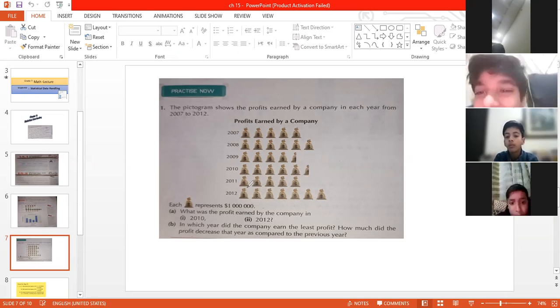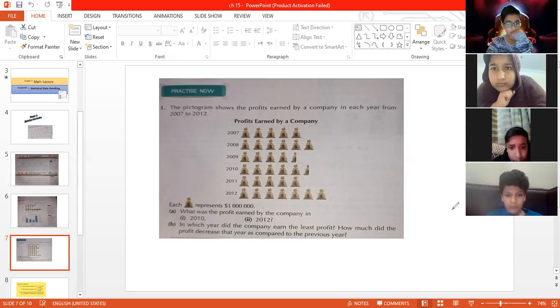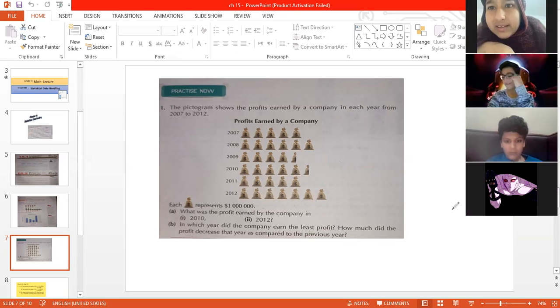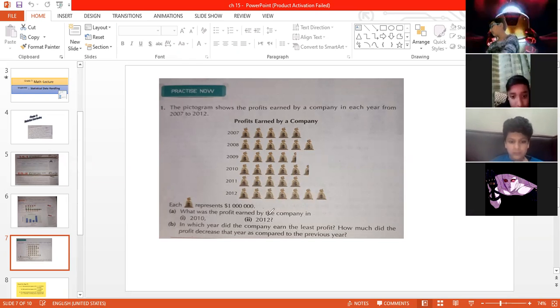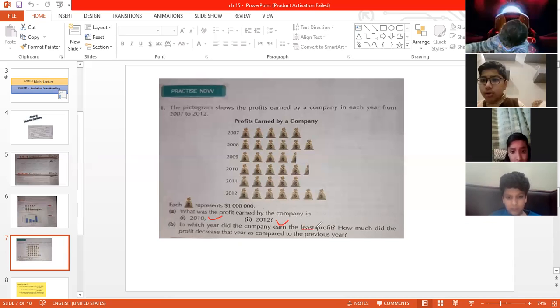50 lakh. Okay. What will be the profit in 2012? Hussein, what will be the profit in 2012? 70 lakh. Yes, 70. Now, can you answer what was the profit earned by the company in 2010 and 2012? Yes. Clear?